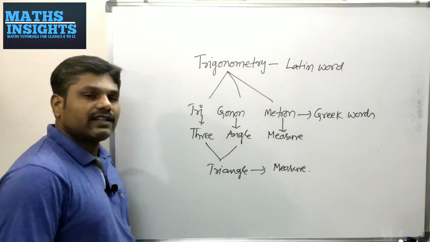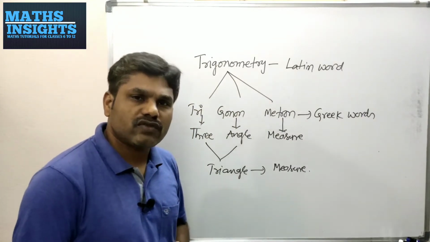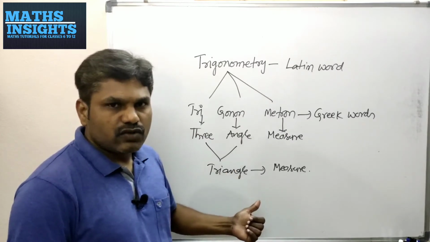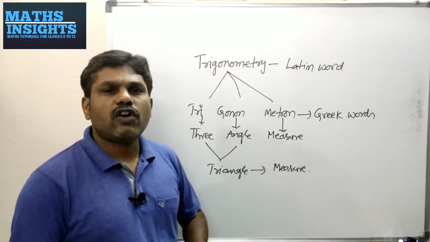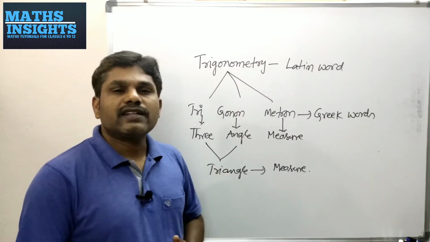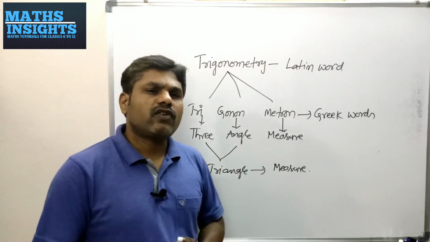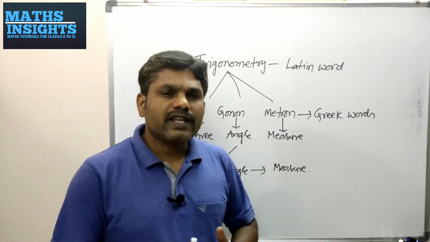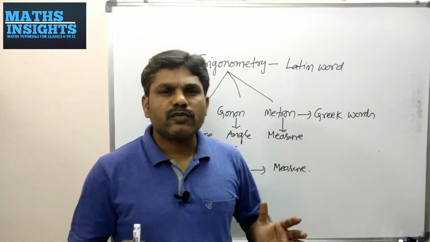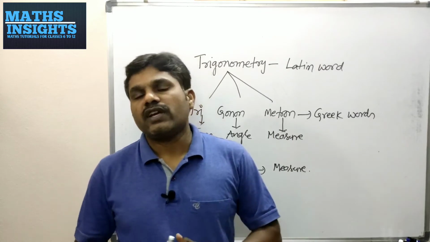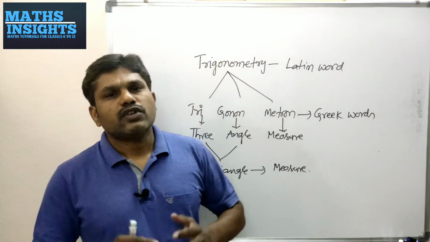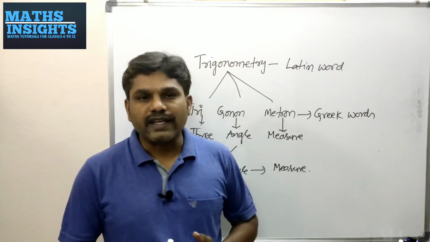So it is very clear that trigonometry is a branch of mathematics which measures triangles. So trigonometry is all about measuring triangles. A triangle has 3 angles and 3 sides. In other words, you may say that trigonometry is a branch of mathematics which establishes the relation between angles and sides of a triangle. Before going into trigonometric ratios, you have to know what is meant by angle.